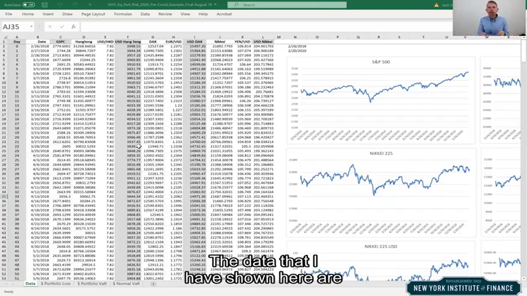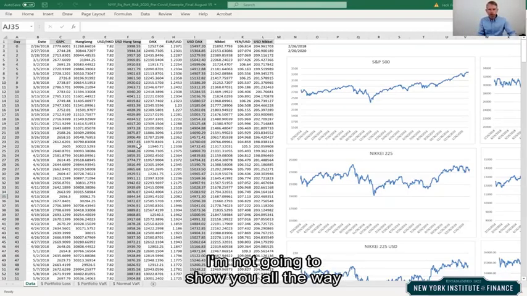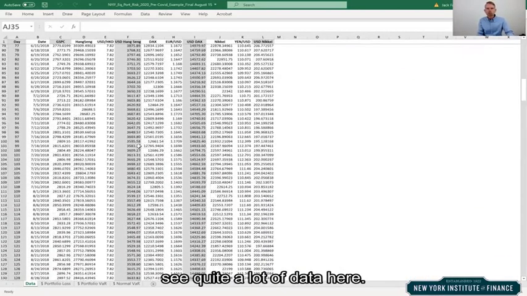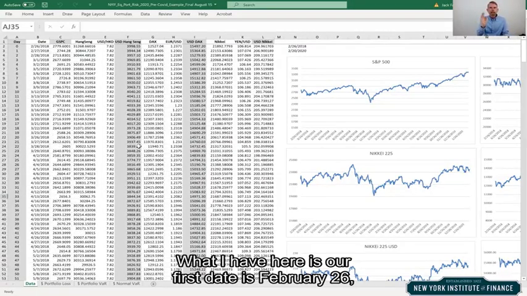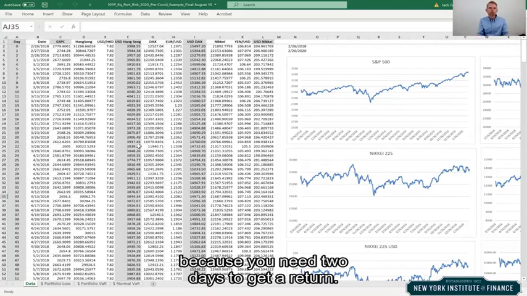The data that I have shown here are ordered from day 0 all the way down to day 500. I'm not going to show you all the way down there, but you can see quite a lot of data here. Our first date is February 26, 2018, and that's day 0. So actually I have 501 data points here, and that will allow me to get 500 daily returns, because you need 2 days to get a return.